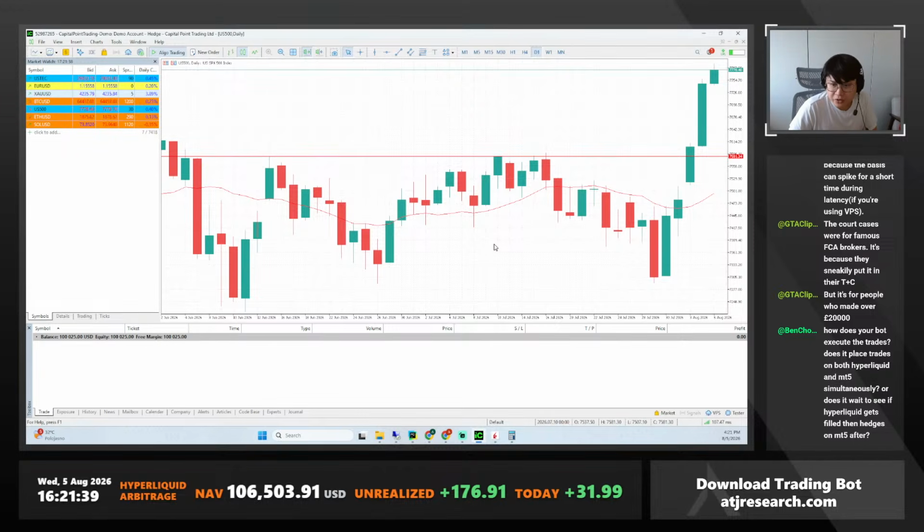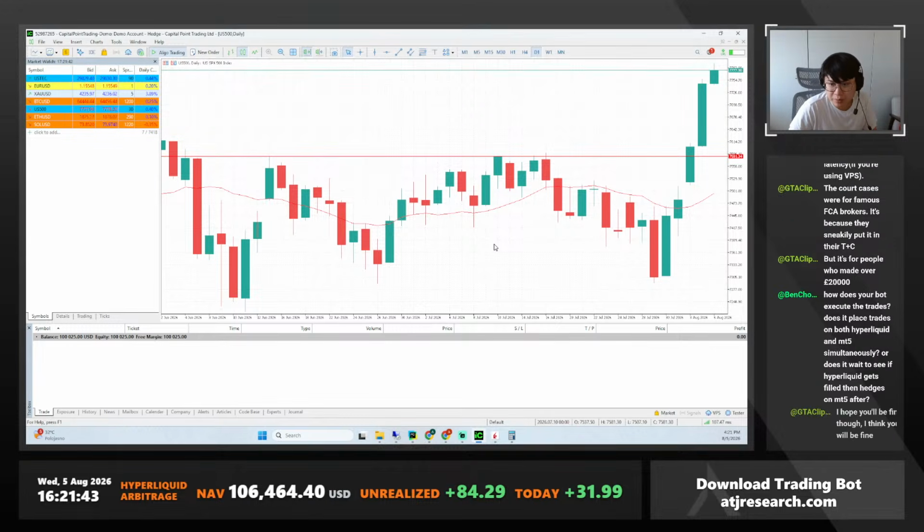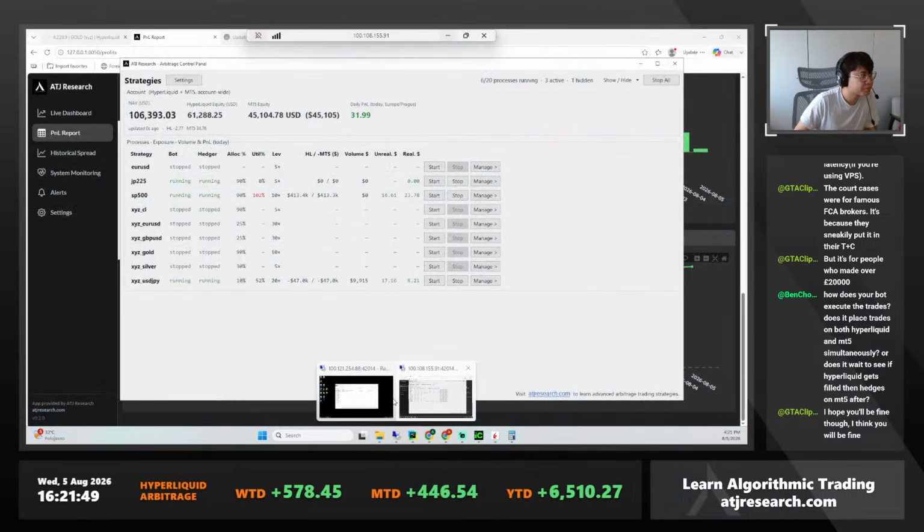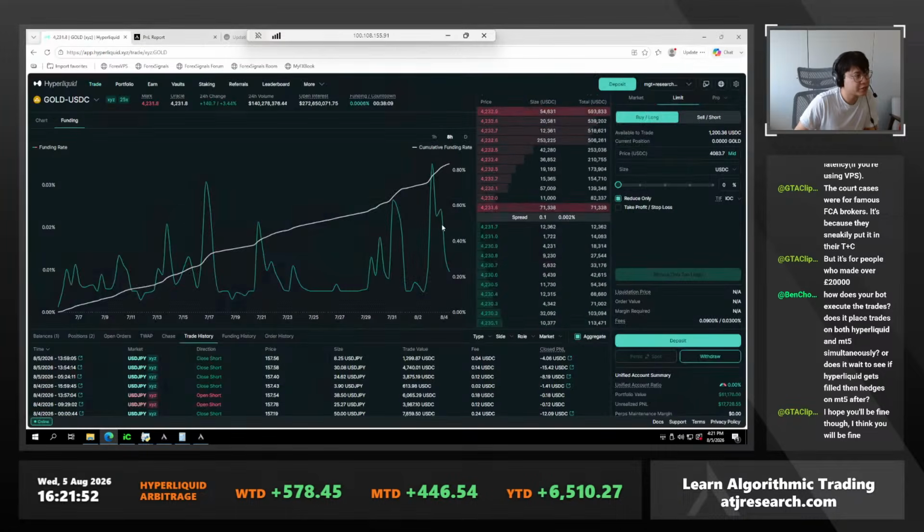How does your bot execute the trades? Does it place trades on both Hyperliquid and MT5 simultaneously, or does it wait to see Hyperliquid and then hedge? Well, first it places a limit order on Hyperliquid. So it tries to get a fill for a good price on Hyperliquid, and once it gets filled on Hyperliquid, it will then hedge it off on MT5 after that.